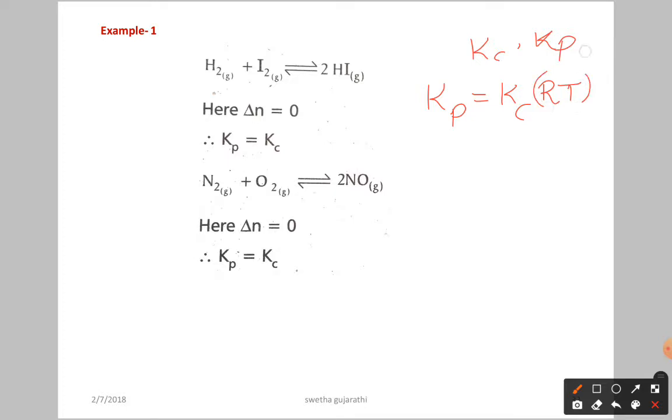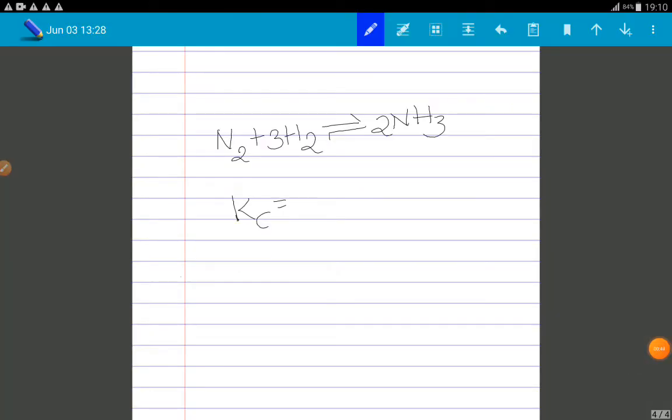Delta n means you have to take the number of moles of gaseous product minus the number of moles of gaseous reactant. Now let us see the examples. Now let us see one example.